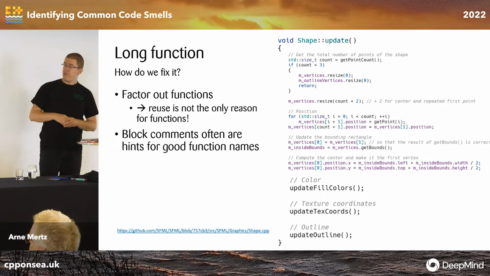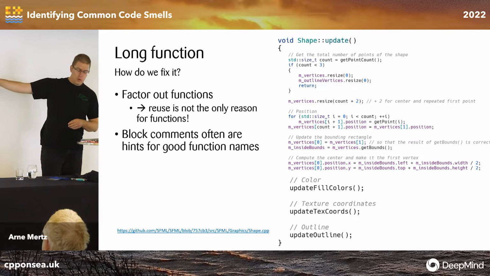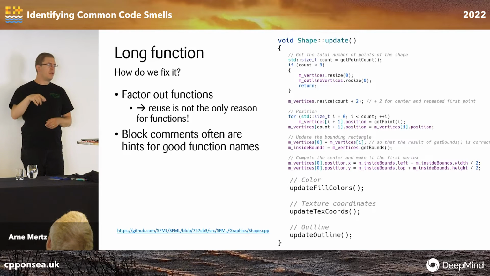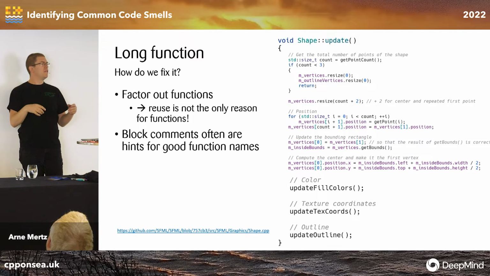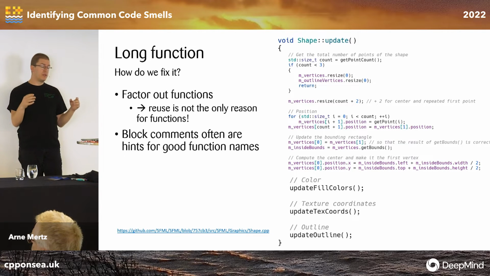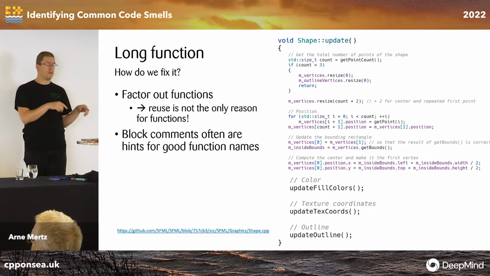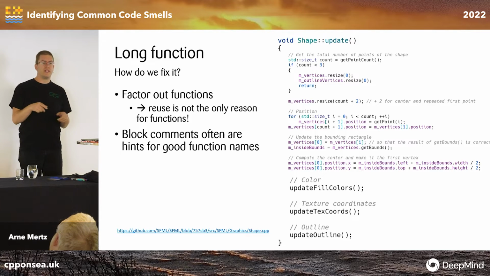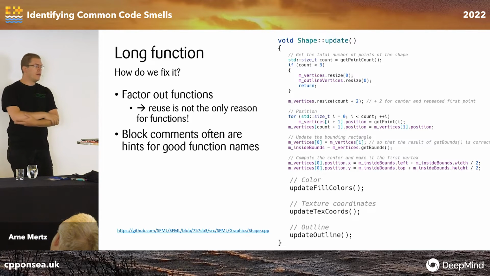So judging from the comments above those 3 function calls on the bottom side of the function, the people may have started to refactor this function to factor out actual functions for those blocks that were there before. Maybe they did it because they wanted to reuse this because these update fill colors, update text coordinates are called elsewhere in the same file.